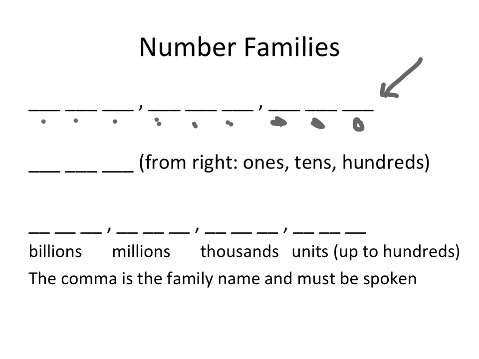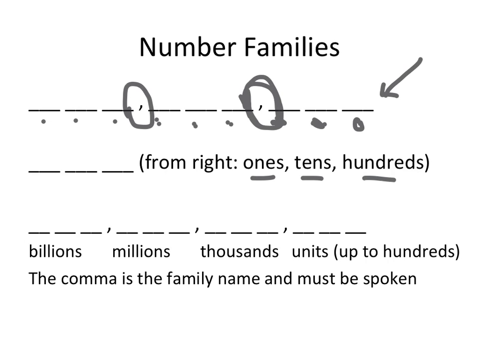Then we can teach them that these commas represent family names, like last names. Just like they have a last name, our number families also have a last name. So if we start again, in each family we have ones, tens, hundreds, starting from the right, ones, tens, hundreds. Then we hit the family name. So this is the thousands family.